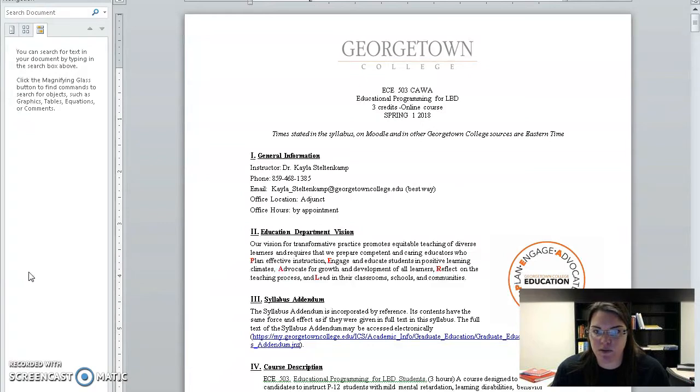I am not a full-time professor at Georgetown. I'm considered an adjunct, so I don't have a physical office location there on campus, but with this being an online program, I feel like most of us don't visit campus as often or at all. So if you need me, you're more than welcome to reach out to me through email and we can meet over the phone if we need to, but I do not have an actual office location.